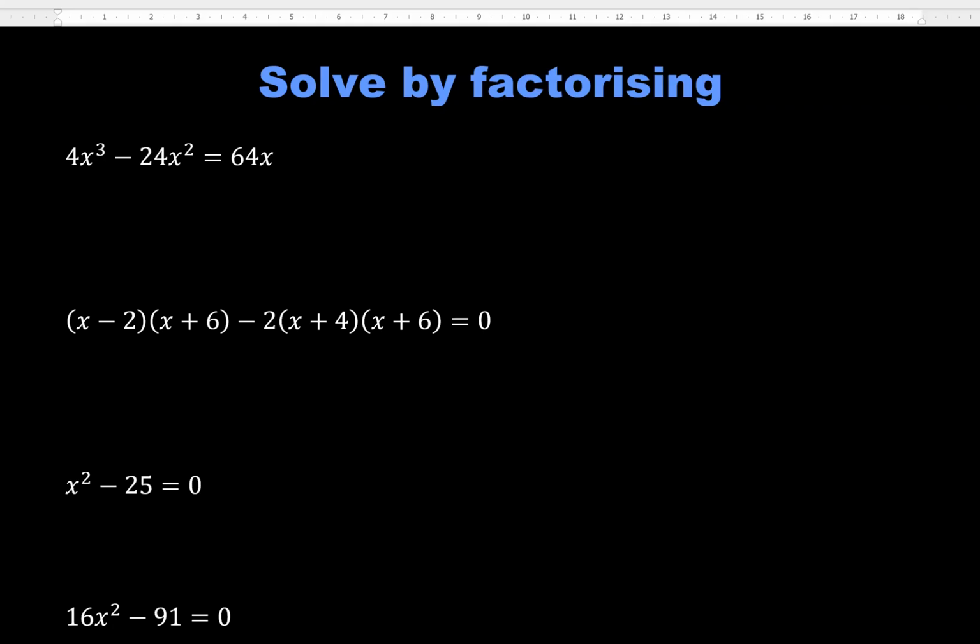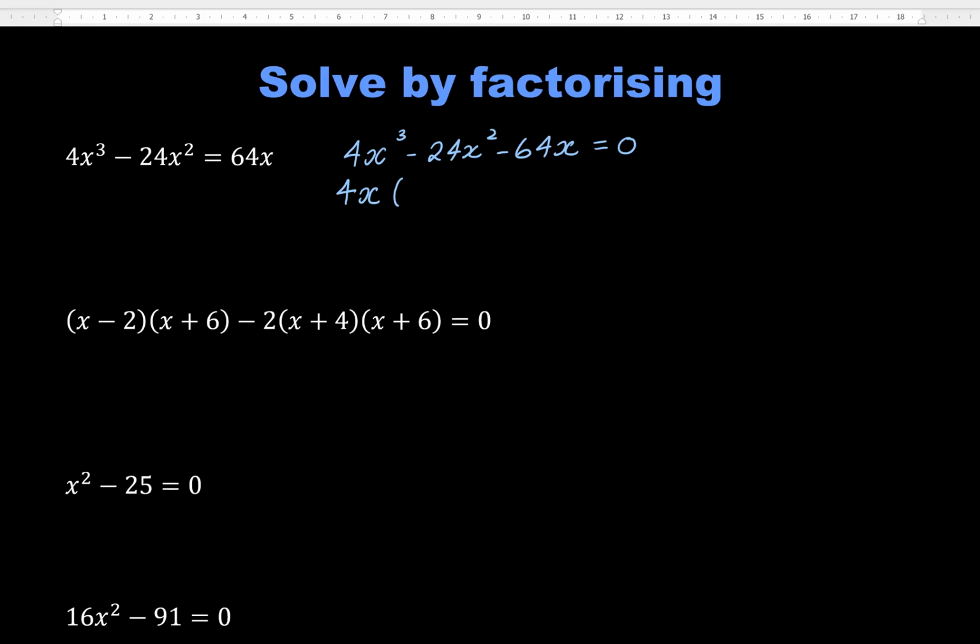Firstly, let's get everything on one side because it's clearly not. So everything goes on the left: 4x cubed minus 24x squared minus 64x. Is there a common factor? Clearly there is. Now make sure you pick the highest common factor possible. So x clearly goes into everything. They're all even numbers, so 2 definitely does, but always check, does 4? And in this case, 4 does go in.